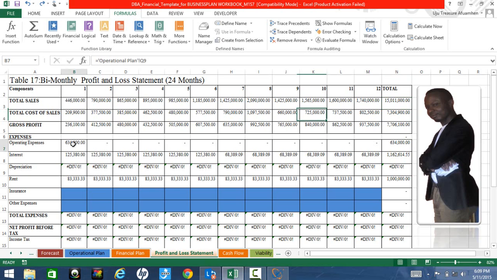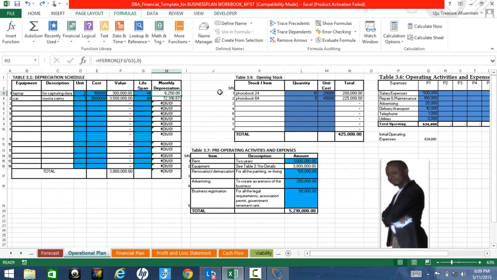Operating expenses, the value we have here came from the operational plan worksheet. From the operational plan worksheet, the Q9 cell contains this value. If you come straight back to the operational worksheet, Q9, where is Q? This is Q, this is 9 for this very month. I think that makes sense. So let's come back.